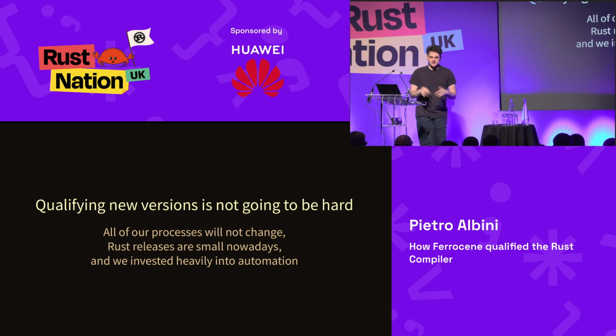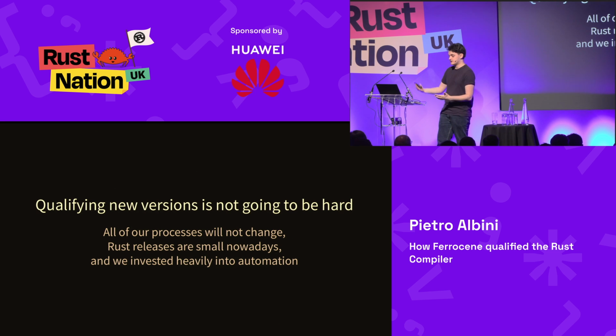All of the processes we've done are there. They're not going to change. We can change them if you want to, but we already have processes that work for us. Rust releases are really small nowadays. You see that there are some releases that have a lot of features, and some releases that, as a member of the Rust release team, as part of my volunteer tasks, I don't even know what to put in the announcement blog post because there's nothing notable in the new release. So it's not hard to update the test suite and the language specification to cover the new releases.